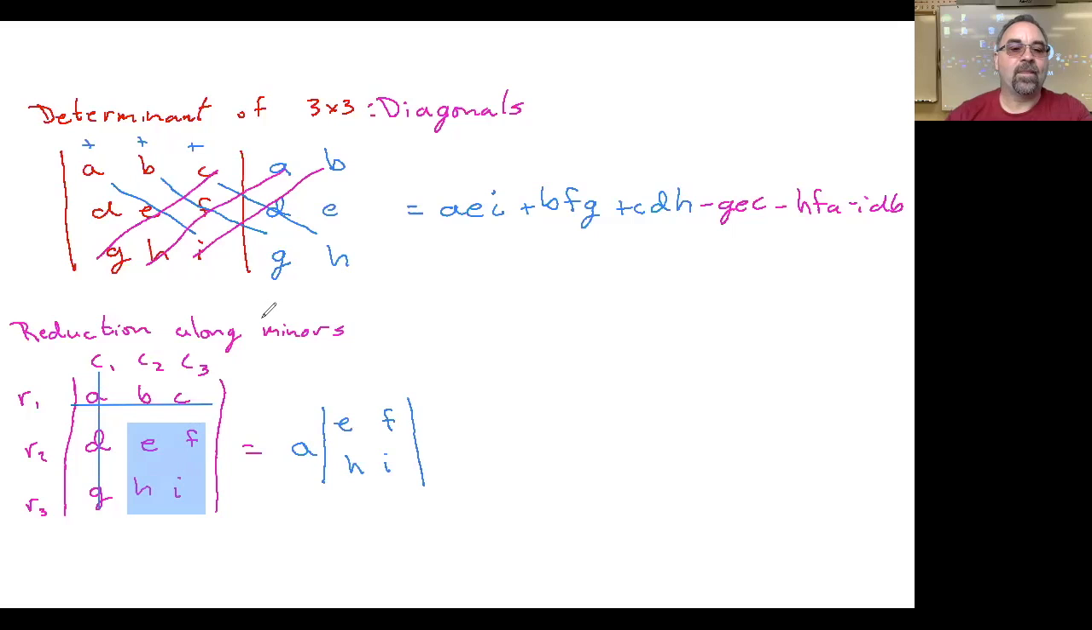Now, I'm going to move along the top row. So my next minor, I'm going to go to the B. Now, remember I mentioned earlier that B would have a negative coefficient because it's row 1, column 2. 1 plus 2 is 3, so I know it's a negative coefficient. The minor for B is a little tougher because you can see it's split around the line here.